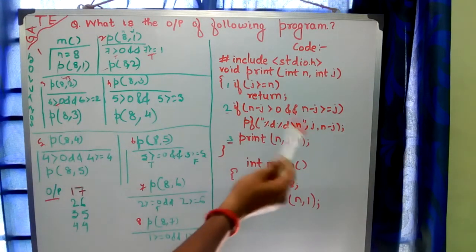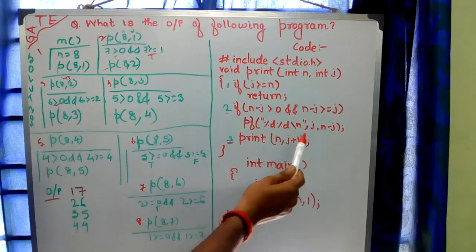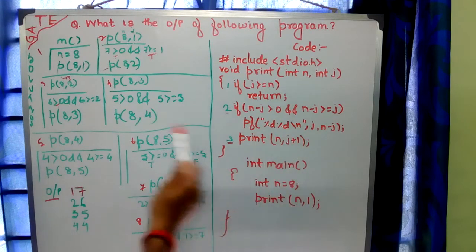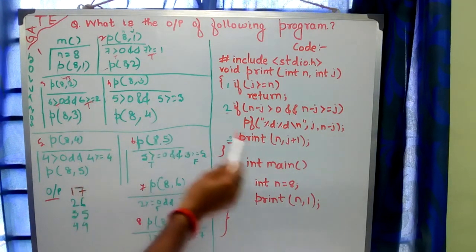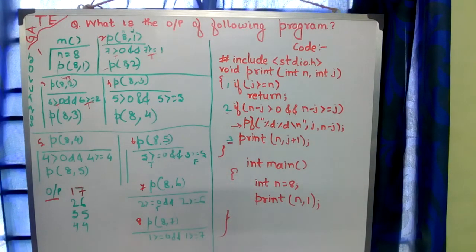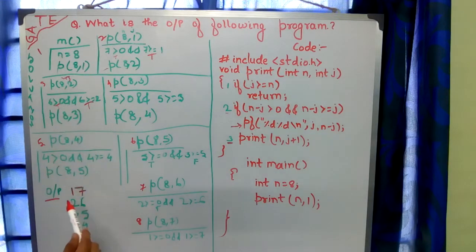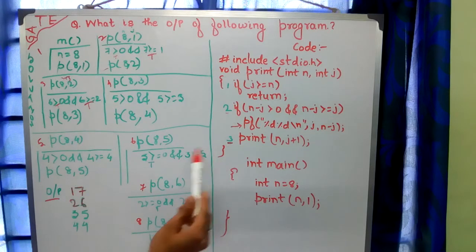So it will go to the second part of the second statement. Is 6 greater than or equal to 2? This is also true. So this printf statement will be executed in this case. Now it will print the value of j, which is 2, and n minus j, which is 8 minus 2, which is 6. So 2 and 6 will be printed for this part.